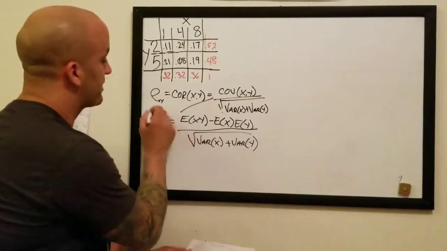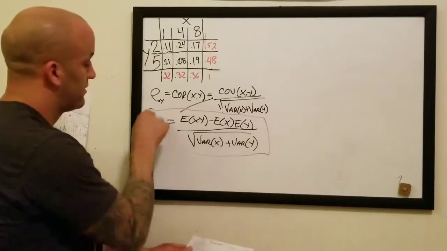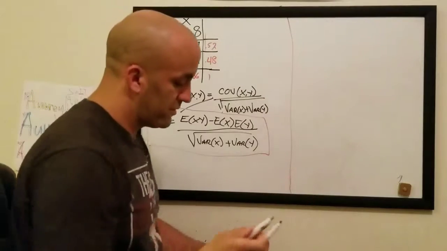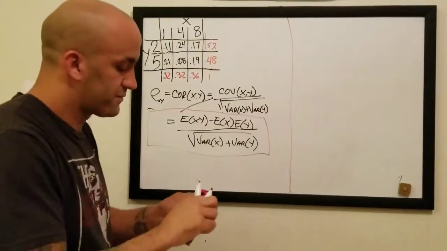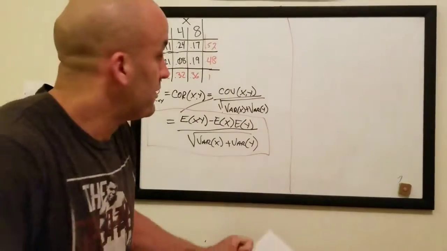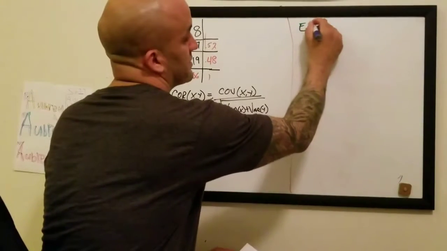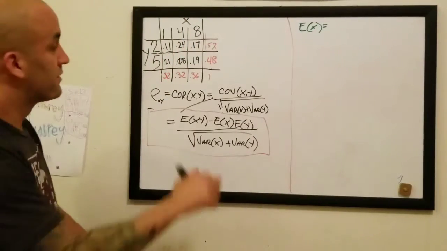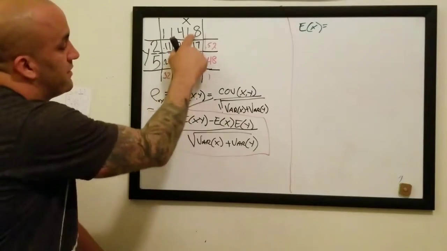So we're going to come back to this in just a minute. And what we're going to do first is compute all these things. So let's first compute the expected value of x. To get our expected value of x, we're going to take our x value and times it by our marginal. Same thing over here and here, right?